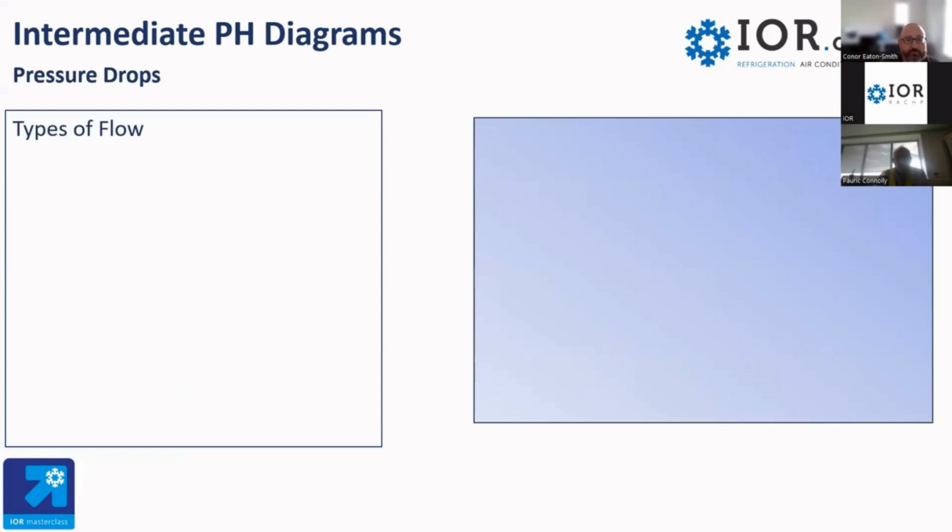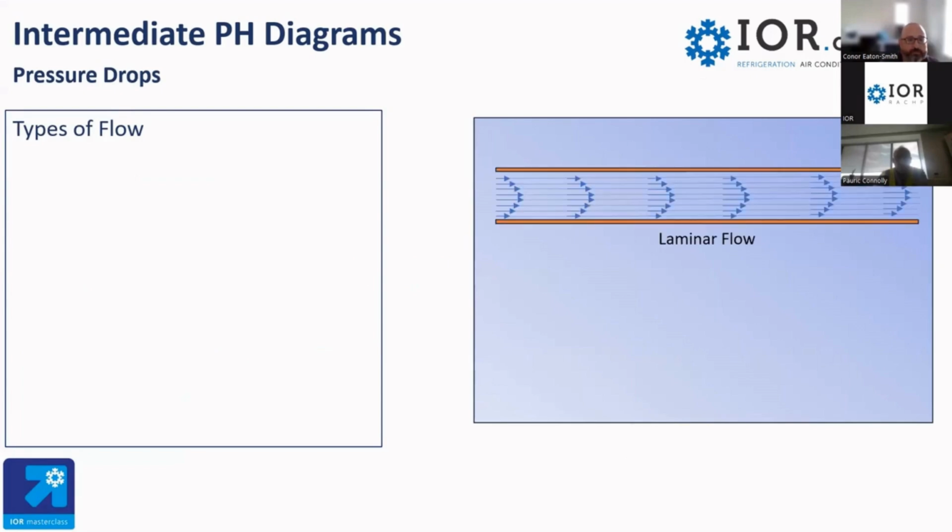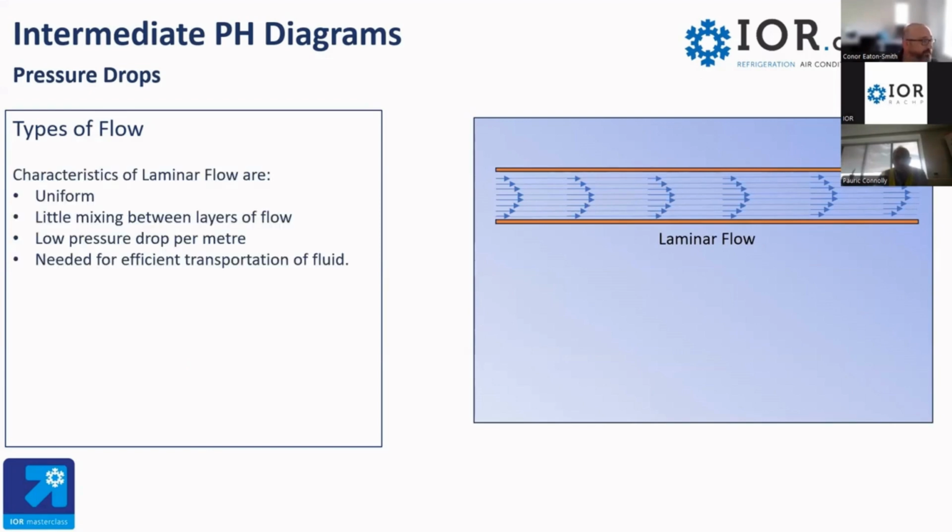So when discussing pressure drops, we need to talk about flow a little bit, not a massive amount, but a little bit. There are, in the main, two types of flow. We have laminar flow. It is simply a uniform flow through a pipe with little to no mixing between layers of flow, and it has a low pressure drop per meter. Let me get the laser pointer up. And here, everything's moving in the same direction. We're not changing much.